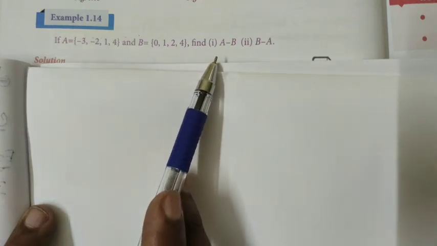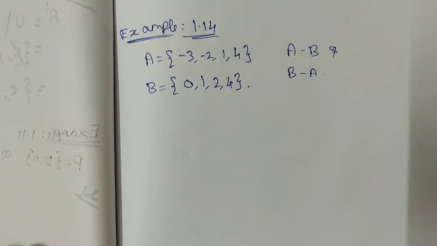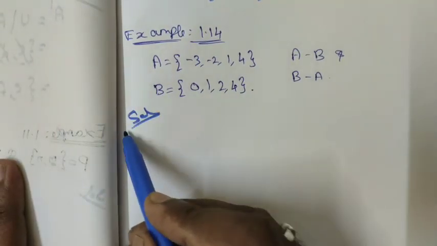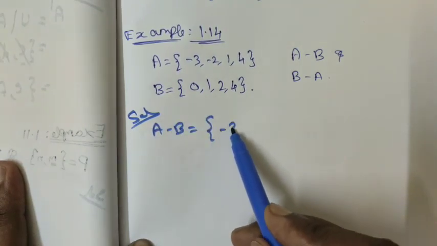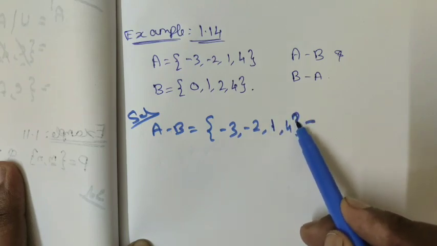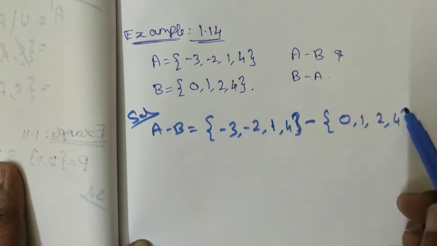Find A minus B and B minus A. We have to find the difference of the two sets. So this is the set given. We have to find out the A minus B and the B minus A solution. A minus B is equal to, what is the element of A? -3, -2, 1, 4 minus of the B set 0, 1, 2, 4.